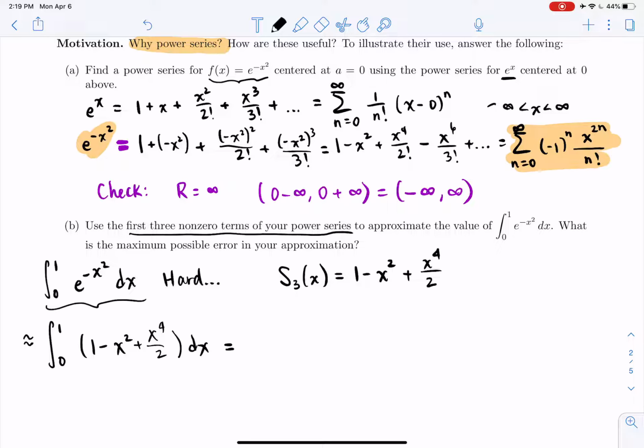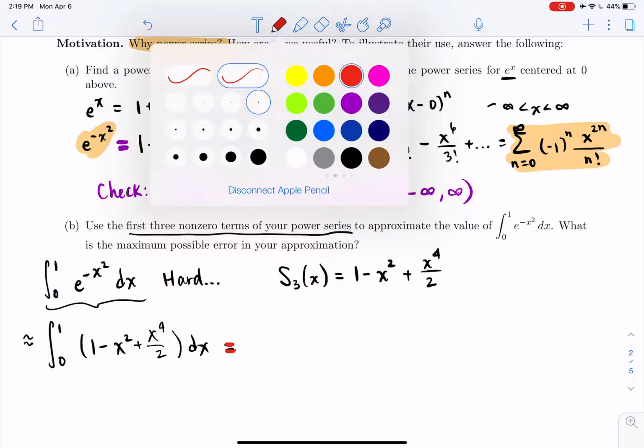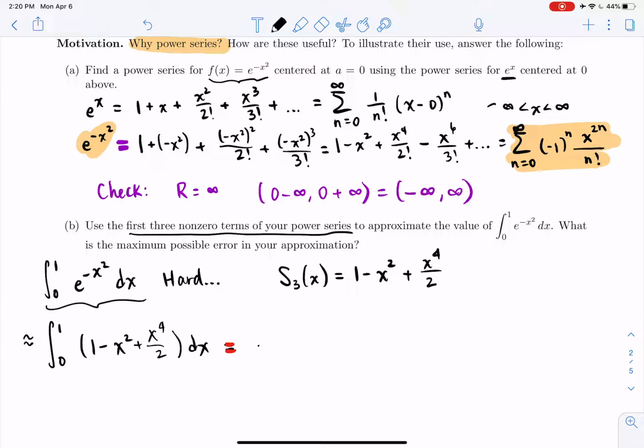Well, we can just do the reverse power rule. That's the beauty of this, is instead of anti-differentiating e to the negative x squared, we're going to anti-differentiate using the reverse power rule. We get x minus x cubed over 3 plus x to the fifth over 5 times 2, which is 10, evaluated from 0 to 1. And this turns out to be 23 over 30.